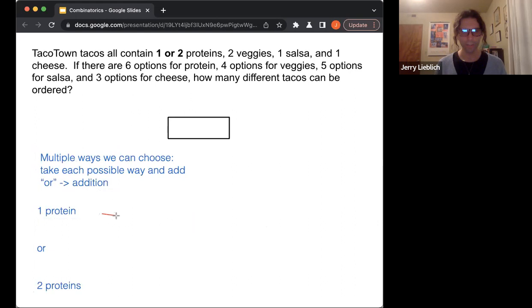So for 1 protein, that's going to look like this. I've got my protein, my 2 veggies, my salsa, and my cheese. I put in my numbers here. 5 salsas, 3 cheeses, and I divide by 2 factorial for my 2 veggies. So I can cancel out my 4. I get 6 by 3 by 5 by 3, which gives me 270 options.